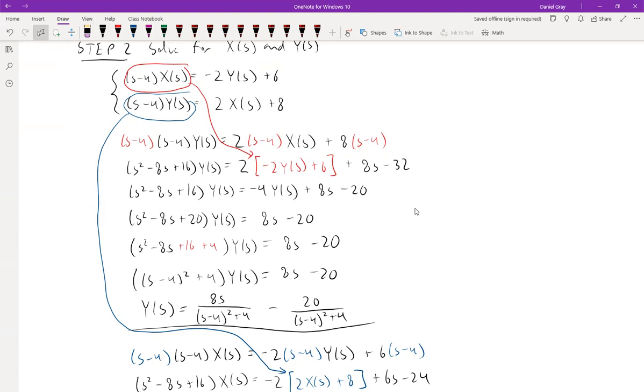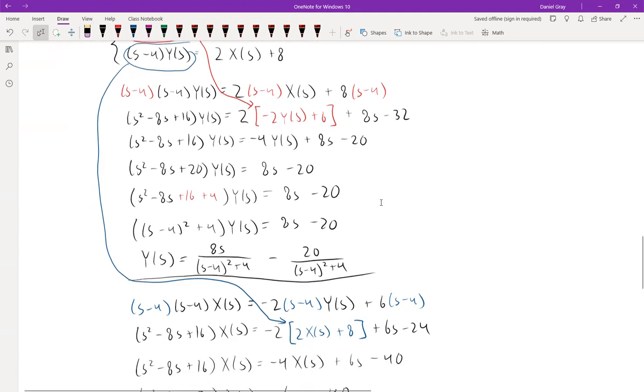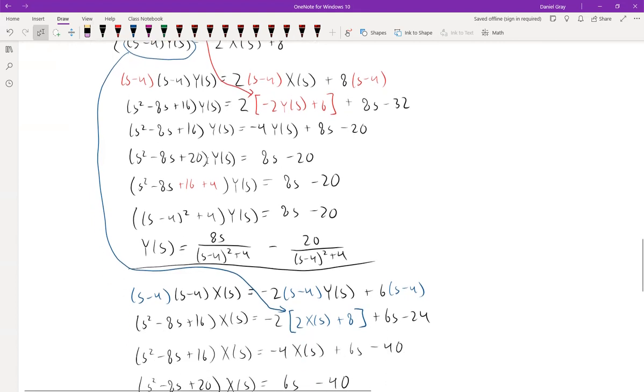After distributing this, we get s squared minus 8s plus 16 times big Y of s is equal to negative 4 big Y of s plus 8s minus 20. Now I'll add my 4 Y of s to both sides, and I get s squared minus 8s plus 20 times big Y of s is equal to 8s minus 20. Now, I can't factor that. This is actually an irreducible polynomial, which means that it has no x-intercepts, which means that you can't factor it into linear terms over the real numbers.